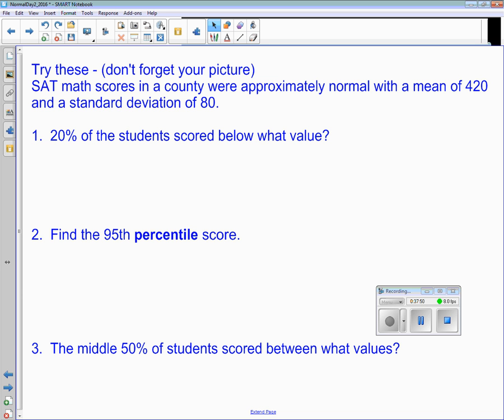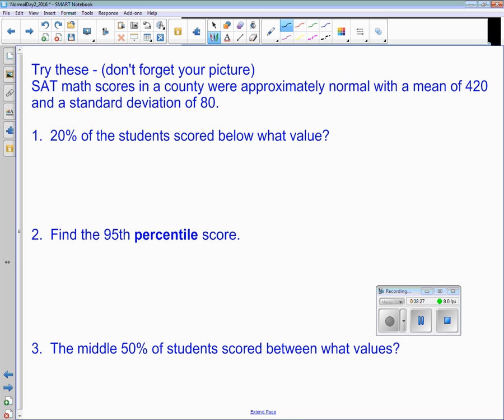Okay? So here's an example of SAT scores. We're just talking about math scores right now. They are actually standardized, SAT scores are. They're normally distributed. And here's in a particular county, we're not saying Prince William County, but somewhere, the mean would be 420, and the standard deviation would be 80. I'd like for you to answer some of these questions. So draw the picture for each one of these.